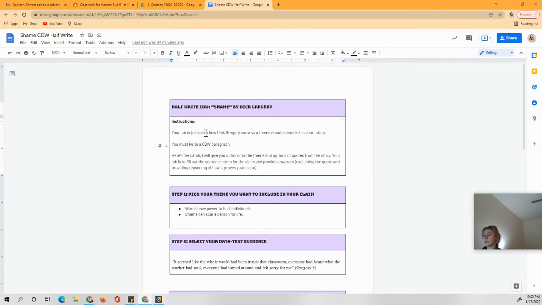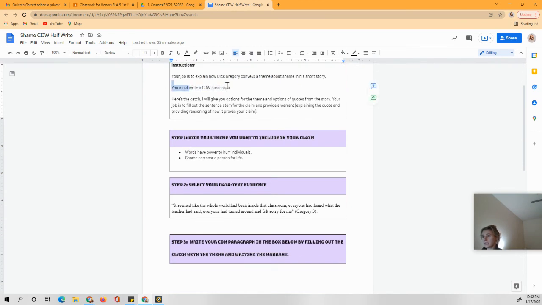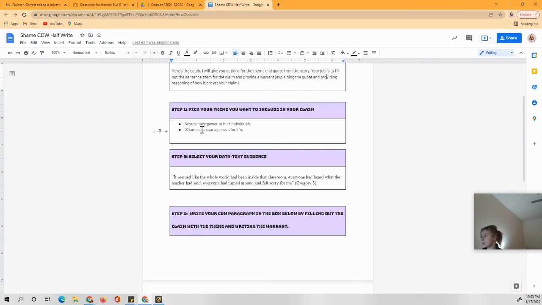Your job is to explain how Dick Gregory conveys a theme about shame in his short story. You must write a CDW paragraph, okay? Here's the catch. I'll give you options for the theme, and then I'm going to give you the quote from the story. Your job is to fill out the sentence stem for the claim and provide a warrant explaining the quote and providing reasoning of how it proves your claim. Okay, after reading, you're going to pick one of these themes. Words have power to hurt individuals, or shame can scar a person for life. Okay, you get to pick which one you want to write about.